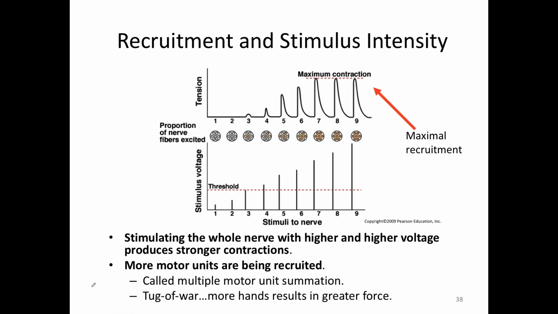So the next thing we need to discuss is recruitment. And recruitment refers to motor units. So remember, a motor unit from earlier in the PowerPoint is one motor neuron and all the muscle fibers within a muscle that are innervated by that neuron.